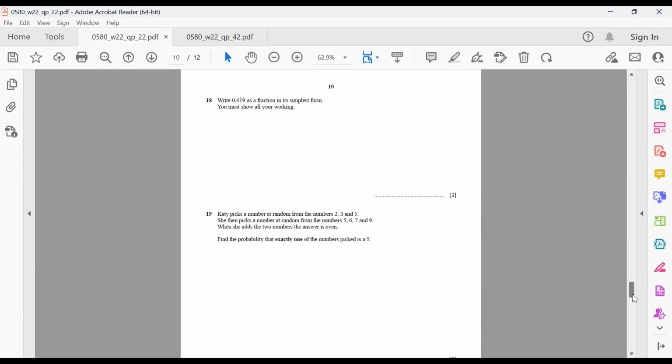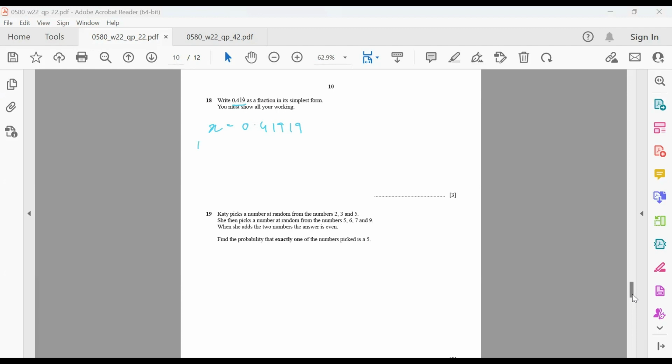Okay, now let's move on to question 18. This is one of the more interesting questions that I've seen in the extended math paper, where they give you recurring decimals and then you need to write them as a fraction. So the simple trick is you take this value that they've given you as x. So x is equal to 0.419.